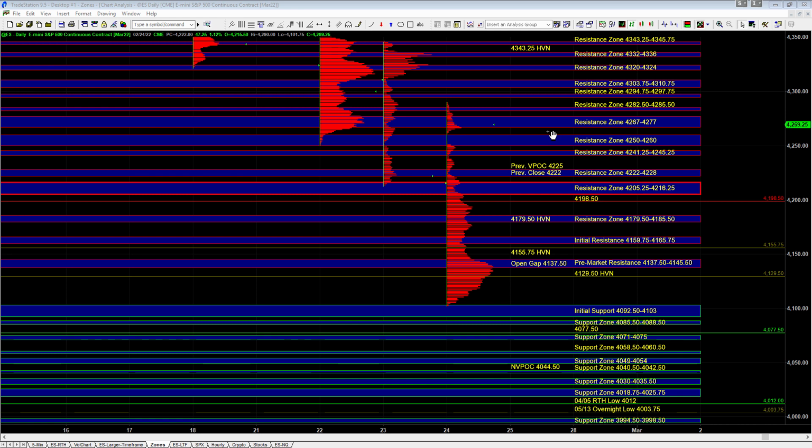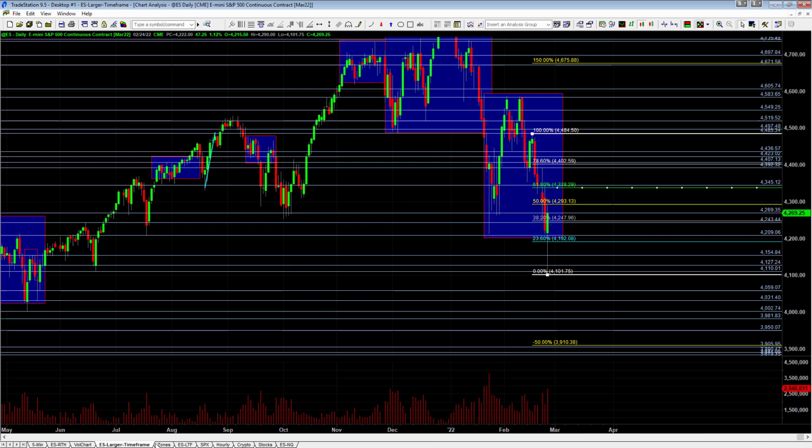So Mutu is asking, since the large time frame zone of 4205 to 16 was taken out, does this indicate a false breakdown? I've already elaborated, I think, enough on that, so I'm not going to jump into that topic again. We just talked about the idea of a false breakdown. So I'm going to leave it at that.